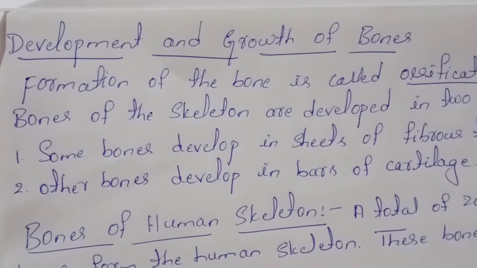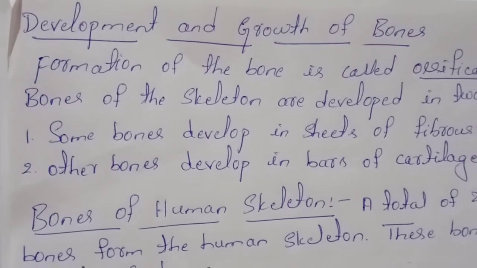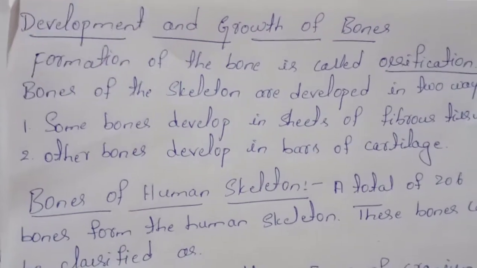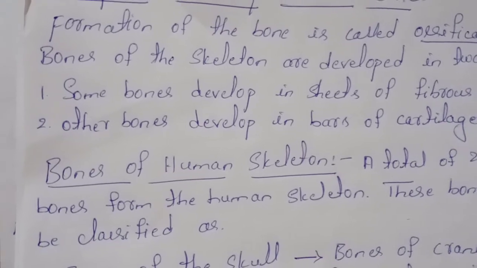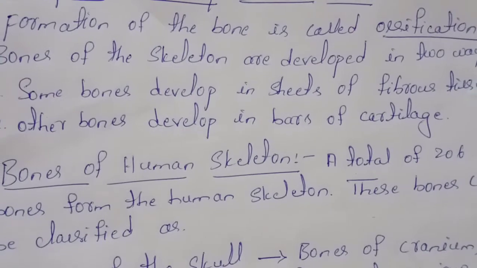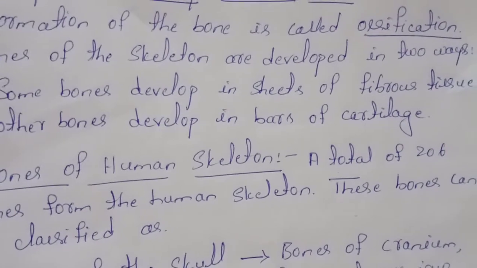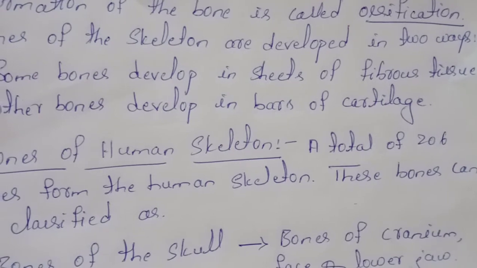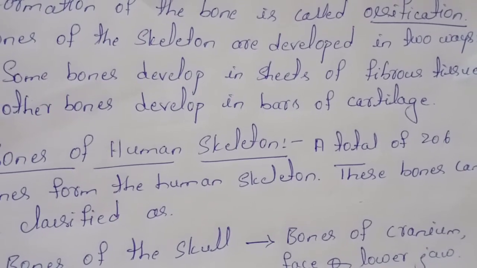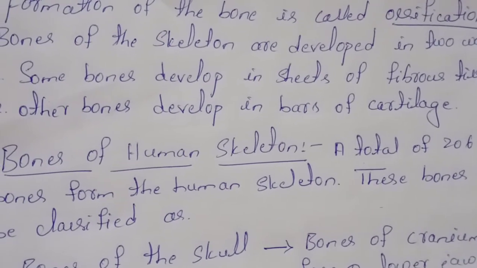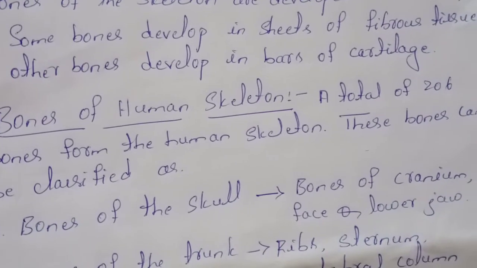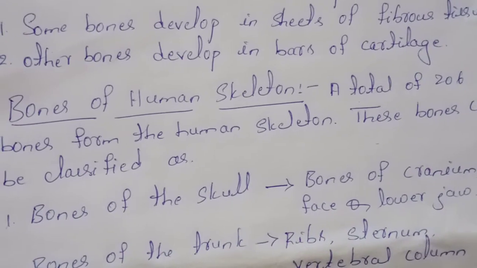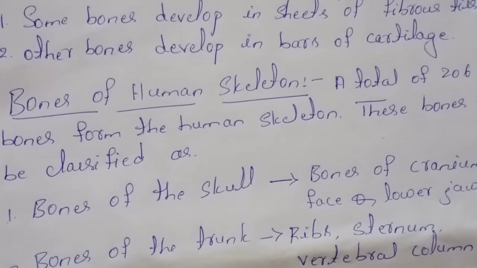Next, development and growth of bones. Formation of bone is called ossification. Bones of the skeleton develop in two ways. First, some bones develop in sheets of fibrous tissue, called intramembranous ossification. And second, other bones develop in bars of cartilage, called intracartilaginous ossification.